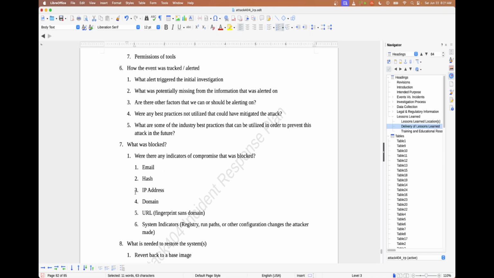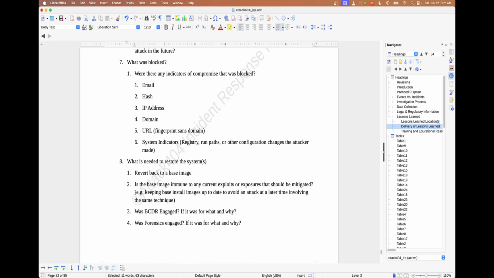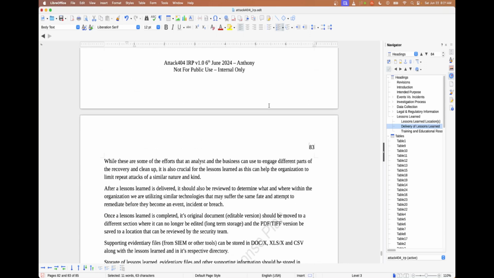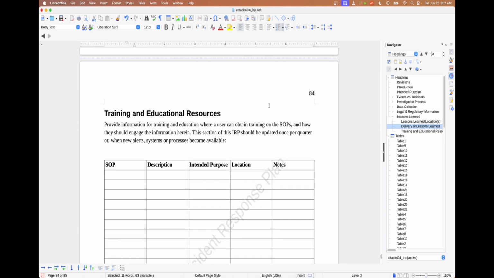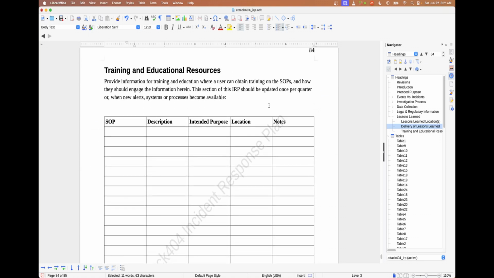And then at the end of it, it's going to be what was blocked. Was the system quarantined? Were there IOCs that needed to be blocked? Was it a subnet that needed to be blocked? Only one case I've seen malware affect the subnet so bad that they had to quarantine all the boxes. So it was almost as if that subnet was in fact blocked or put into quarantine. Also, what needed to be restored on the system? Was it a full image? Was it a database? Did we have to go back into a recovery? Was BCDR engaged? And all that good stuff.